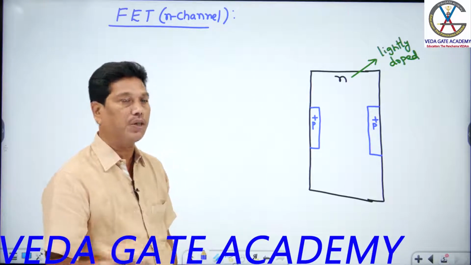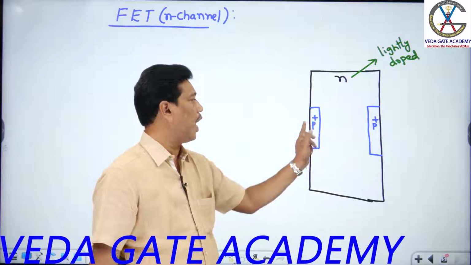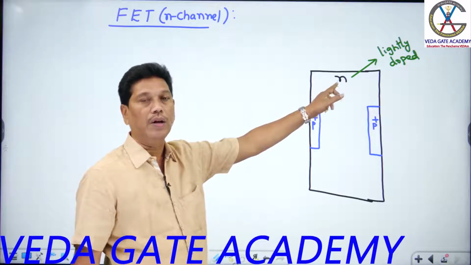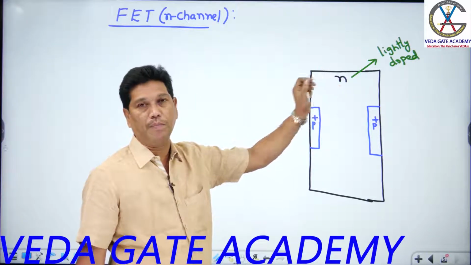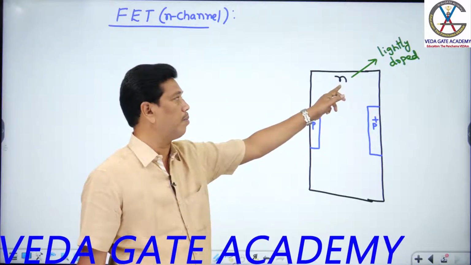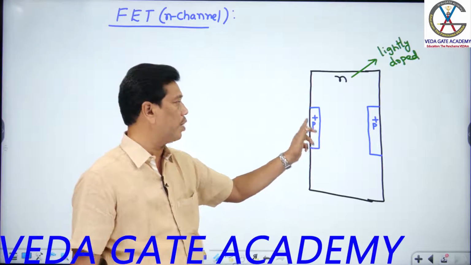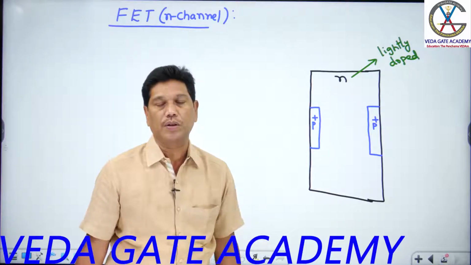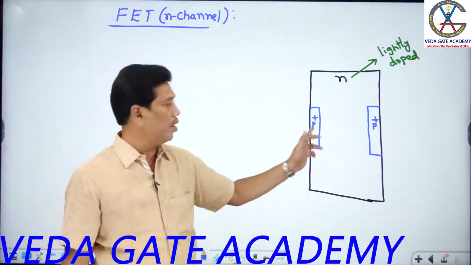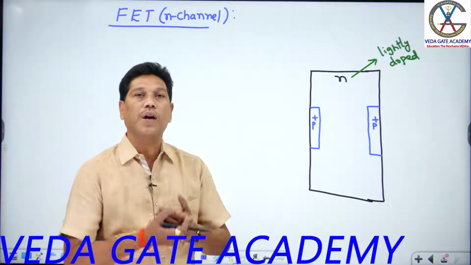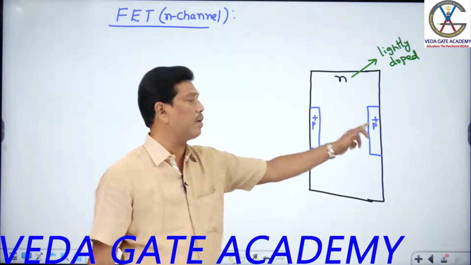Suppose I go for a p channel, here you diffuse highly doped n plus materials. There the body is p-type, whereas here the body is n-type. In the case of a p channel body, you take a lightly doped p-type silicon body on which you diffuse highly doped n plus materials. So for an n channel body, I diffuse highly doped p plus materials. Suppose it is a p channel body, you diffuse highly doped n plus materials, students.